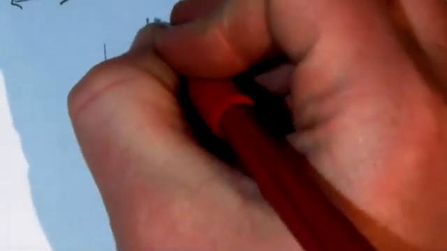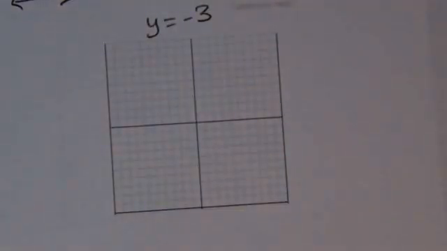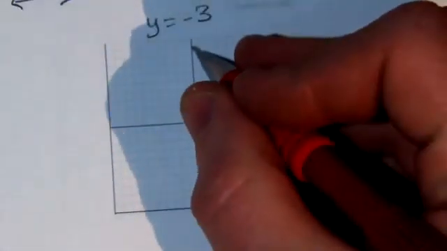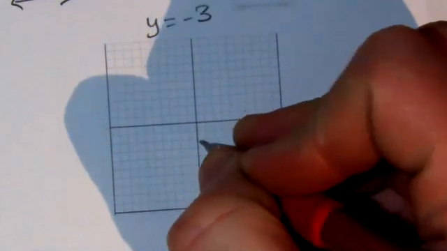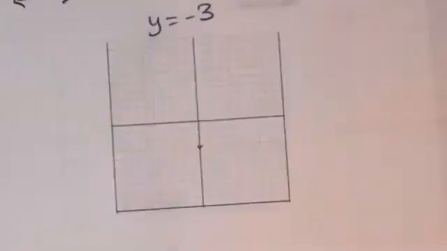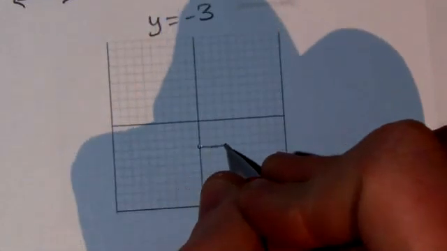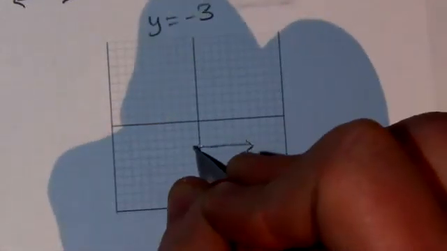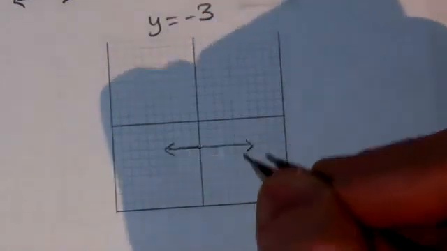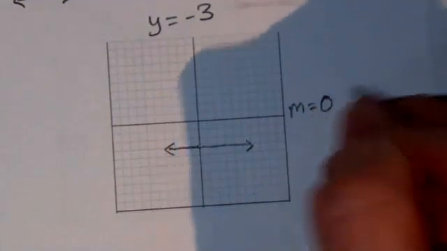So let's do some practice. Okay, so let's say we have y equals -3. Well, y equals -3. That means on my y-axis, I'm going to go to -3. 1, 2, 3. We'll plot a point. And then that just tells me I now have a horizontal line at y equals -3, where my slope is 0.